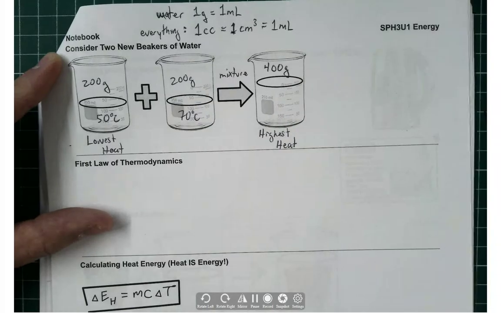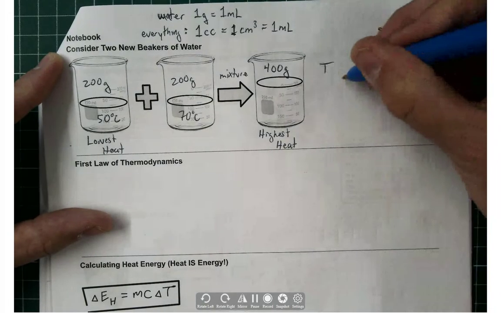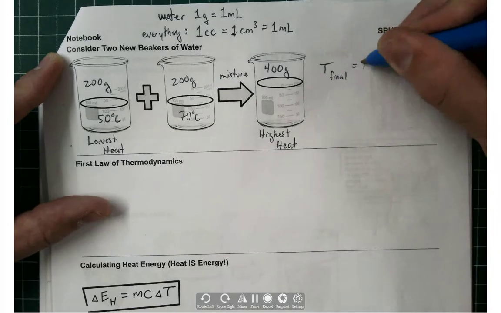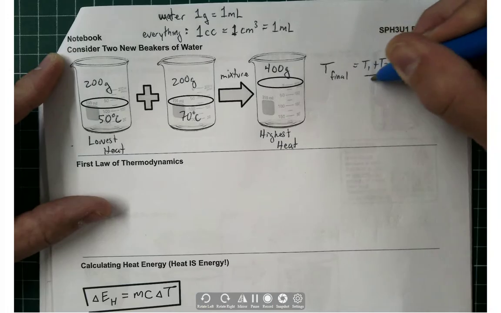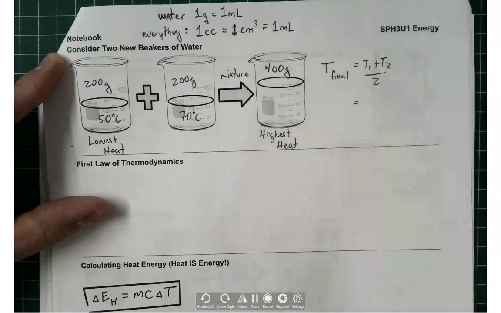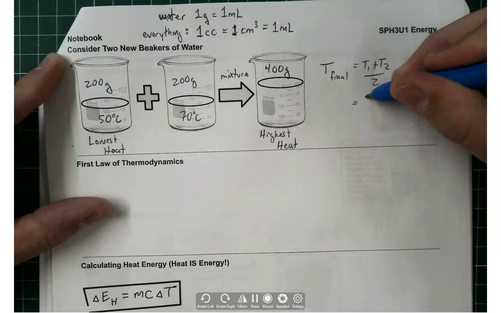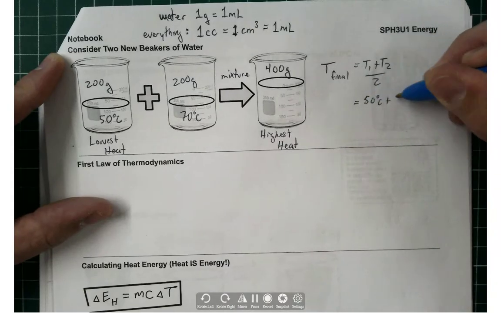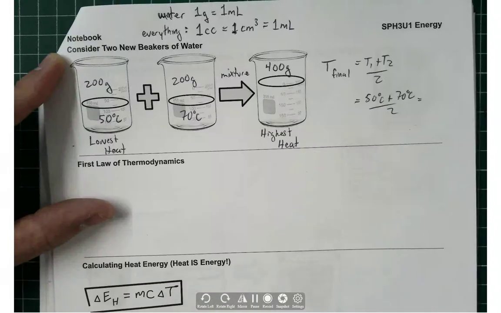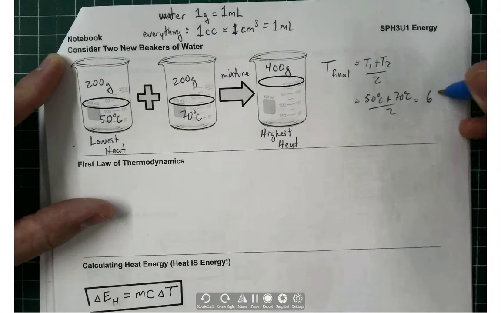Of course, if I wanted to figure out what the temperature is in this very special case for the third beaker, T final would be T1 plus T2 divided by 2. And I know that some people did this in their heads last time, but you probably could do this in your head this time. So we're talking 50 degrees Celsius plus 70 degrees Celsius divided by 2. What is it? Yeah, 60. This is a friendly one to do in your head.